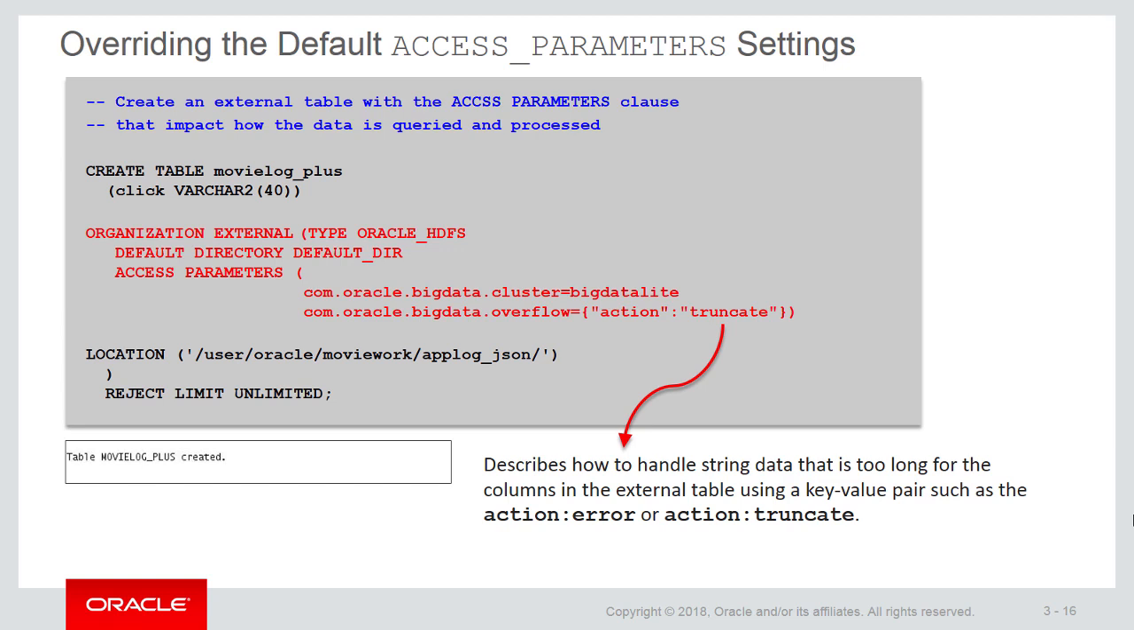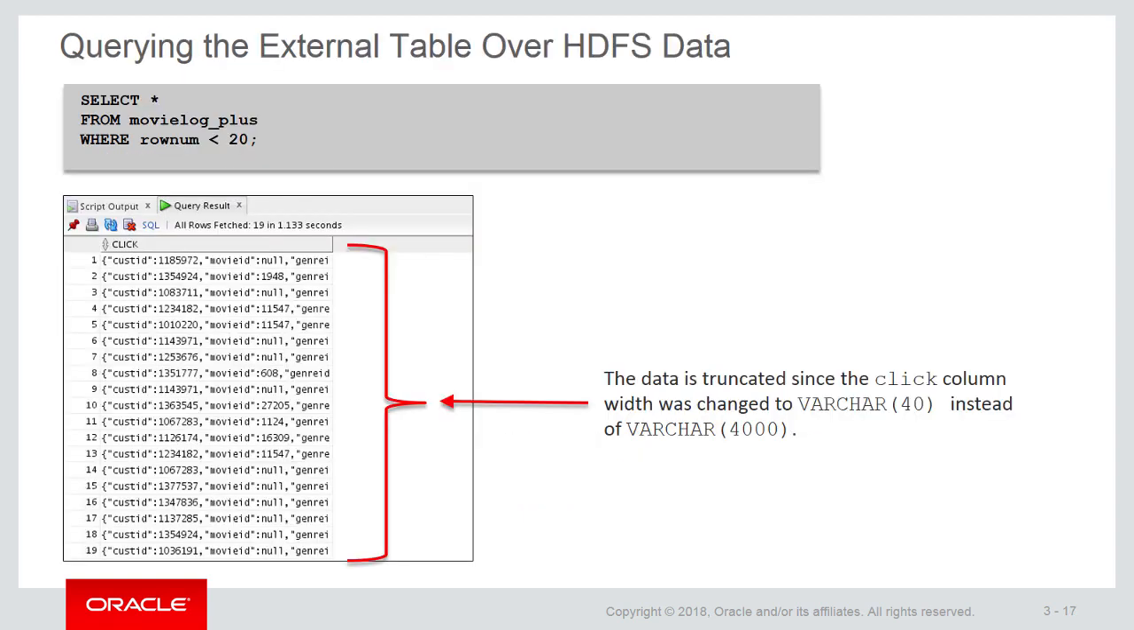The second property that we're specifying within the access parameters is the big data cluster. This cluster will be used instead of the default, which in this case happens to be the same. As a result of the click column being VARCHAR2(40) and using the truncate action, each JSON document is truncated based on the size of the Oracle table column. In practice, truncating a JSON document is not very useful, but this example illustrates the point.